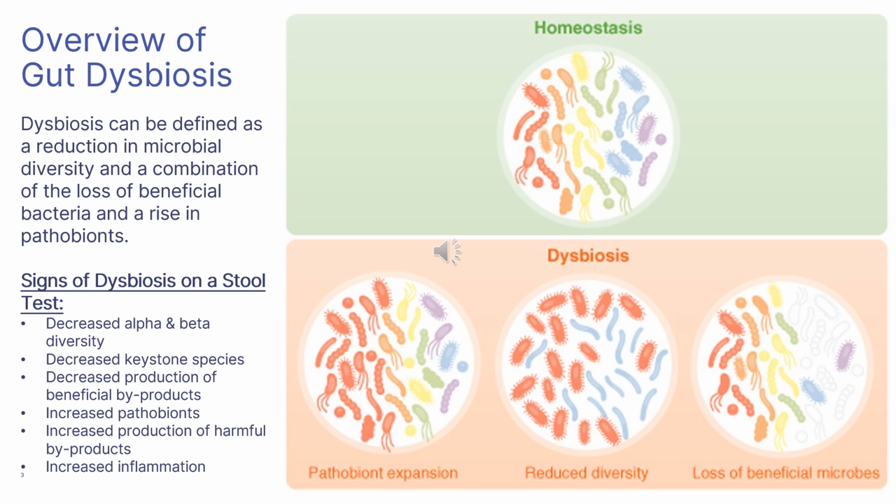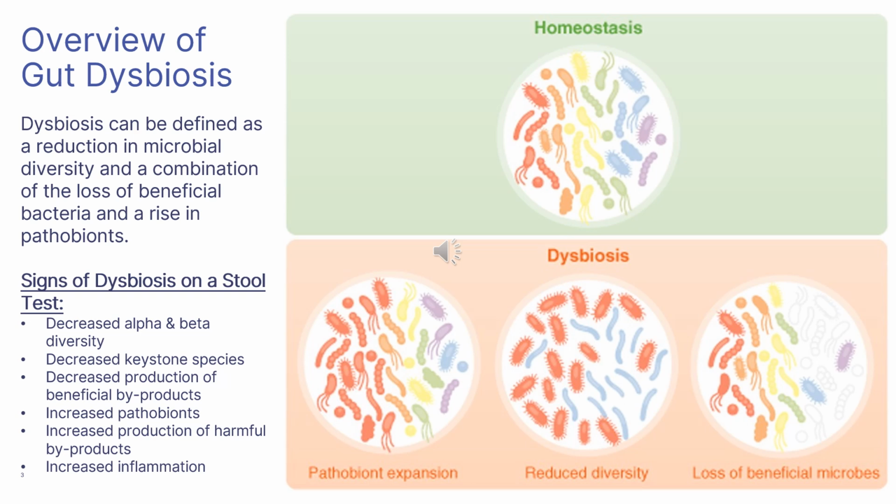Let's start by discussing gut dysbiosis. Gut dysbiosis can be defined as a reduction in microbial diversity and is often a combination of the loss of beneficial bacteria and a rise in pathogenic bacteria. When we look at this image over here on the right, we can see that homeostasis shows a great blend of all of these different types of bacteria. They're existing in balance with one another.